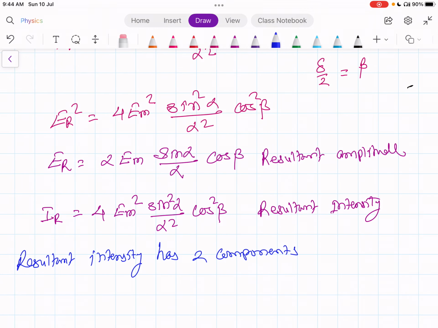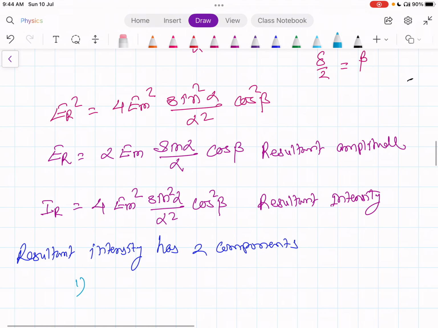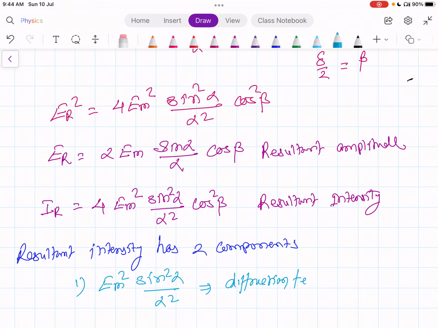The first component is Em square sine square alpha upon alpha square, and this is nothing but the diffraction term due to single slit.